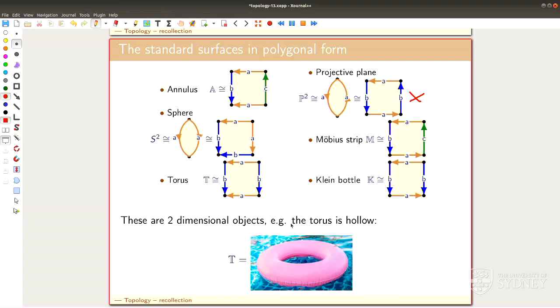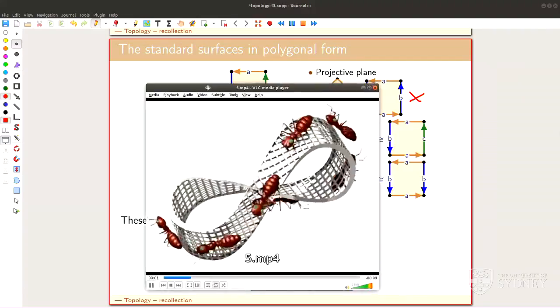Klein bottle was a picture from before. Möbius strip, do I have a nice one for the Möbius strip? I certainly do. So the Möbius strip is here. Yeah, there you go. That took quite a long time.